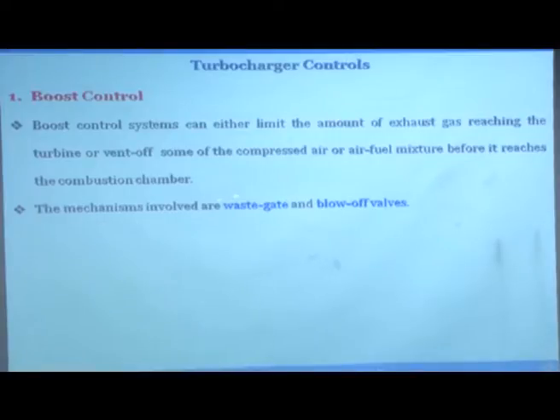So, there are two mechanisms: one is called the wastegate, the other one is called the blow off valve. The wastegate controls the amount of exhaust gas reaching the turbine, and the blow off valve is just like a safety valve. If there is a limit that is set, the moment the pressure is high, it will open and vent off the compressed air, and then the moment the pressure becomes normal within limit, it will close. So, it is almost like a spring loaded safety valve.